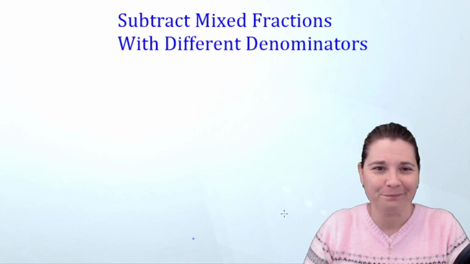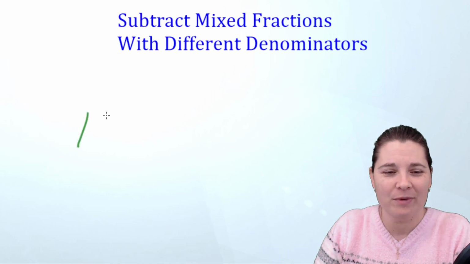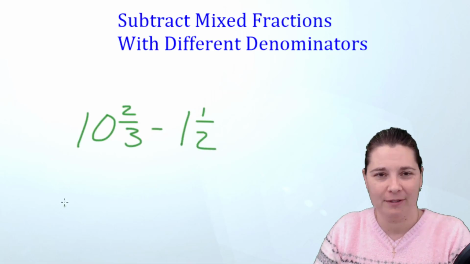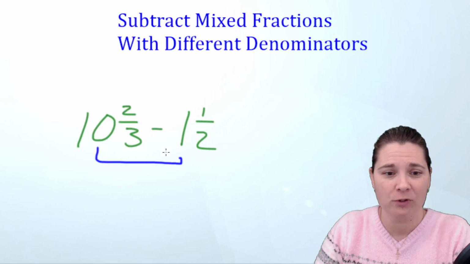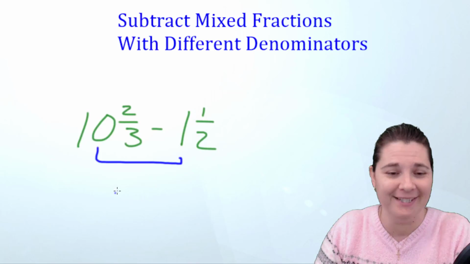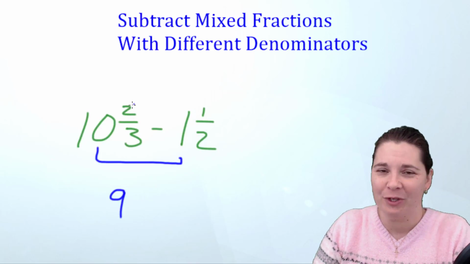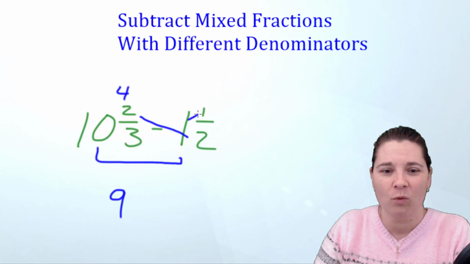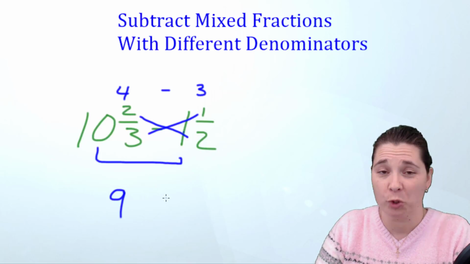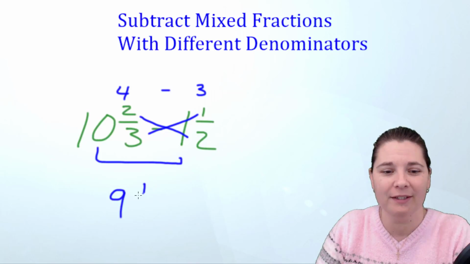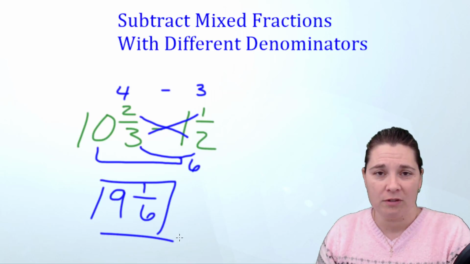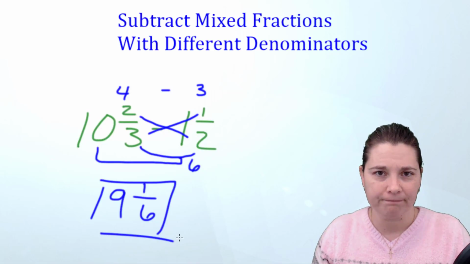Let's try that again. Let's see here. Let's say we have 10 2/3, and we're going to subtract 1 1/2 from it. So let's start with our whole numbers, right? So 10 minus 1 is 9. Very good. And then using our crosswise multiplication, 2 times 2, right, is 4. 1 times 3 is 3. If we subtract those, 4 minus 3 is 1. And then for the denominator, we're going to multiply the denominators together. So 3 times 2 is 6. So 6 is our denominator. So the answer is 9 1/6. That's not bad, right?